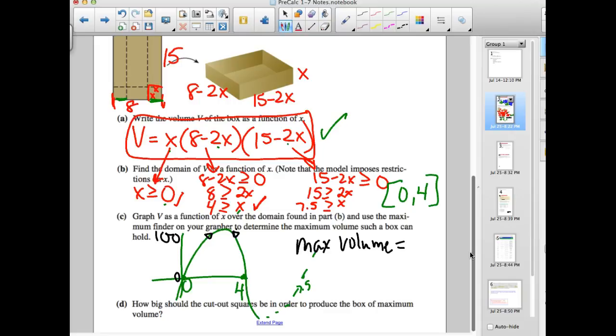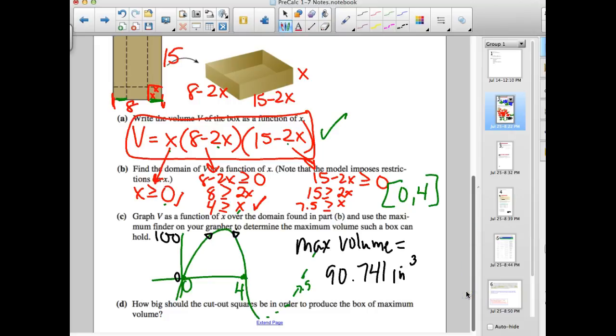What'd you get? 90.741. Agree, disagree? Okay, what kind of units would we put on there? What were our sides being measured in? Inches, so volume would be inches cubed. Yep.